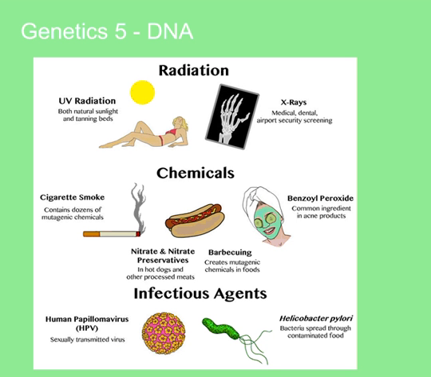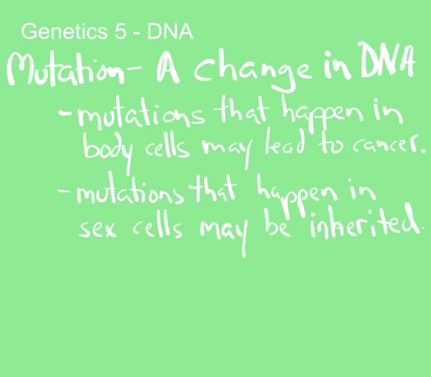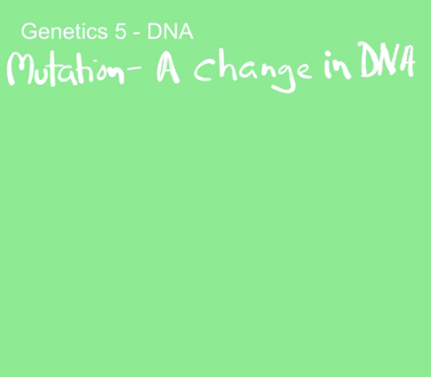Now, there's different causes of mutations. Anything that can mess up DNA can cause a mutation. These are all things, by the way, that can lead to cancer as well: radiation, chemicals, and infecting agents like viruses. Mutations that happen in body cells can lead to cancer. Mutations that happen in sex cells can be inherited and passed on to the next generation. And only the mutations of sex cells can be passed on.